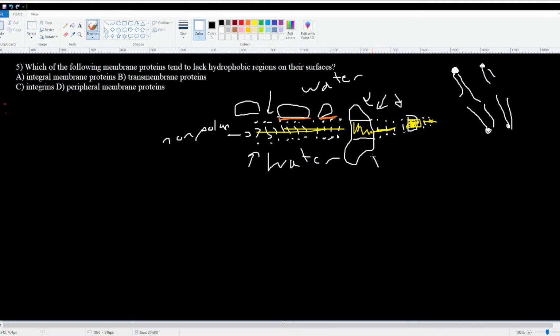Well, how about these outside portions? Well, they have to be polar, right? Because they're facing water. And again, like dissolves like, so these have to be polar. And what do we know about amino acids? Well, amino acids tend to be very, very polar. But these inside portions, we're gonna have R groups. So these are gonna be R group interactions.